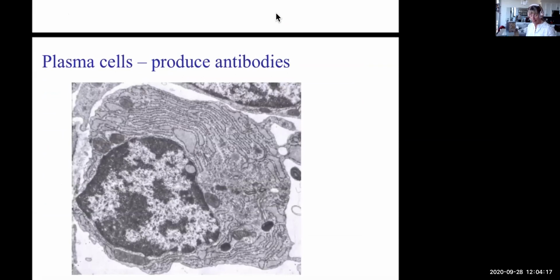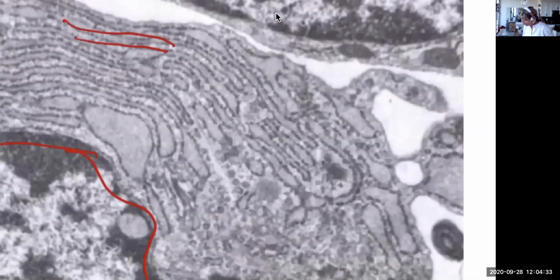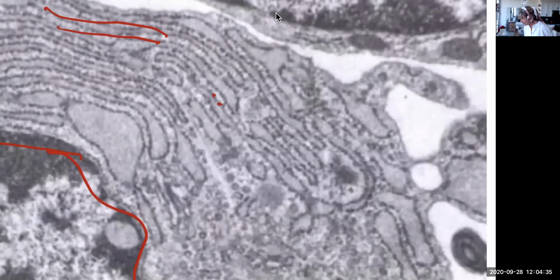Another kind of cell that you find in loose connective tissue are plasma cells that produce antibodies. And this is the nucleus of the cell here. It's quite a large nucleus. And these, can you see that very well? See how they're dotted with something. What are they dotted with? Yes, fibroblasts do make collagen and reticular and elastic fibers.